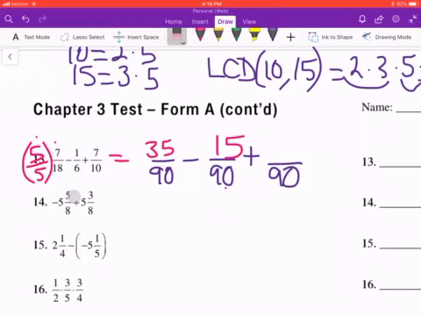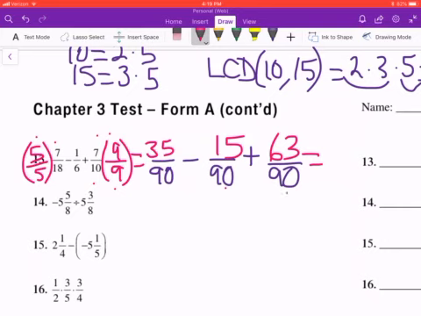Now, finally, for our last fraction, what we're going to have to use to multiply is 9 over 9. So 7 times 9 is 63. And 10 times 9 is 90. We have it here. So now we could do the following.